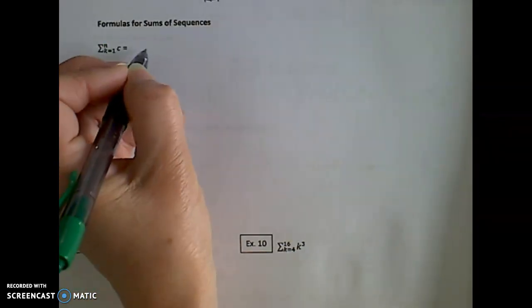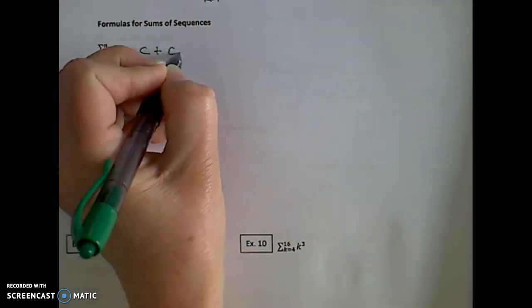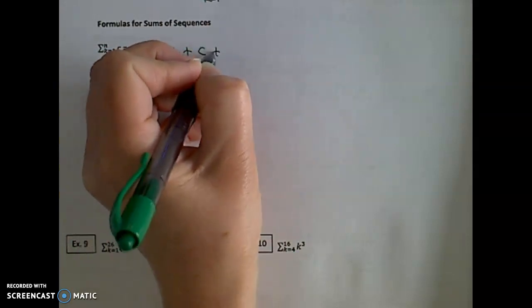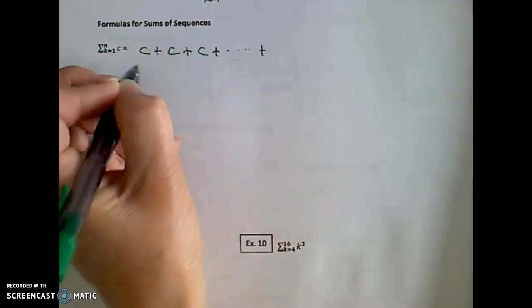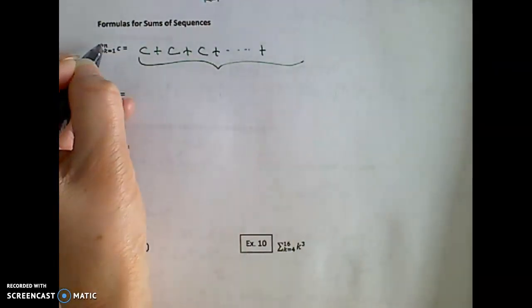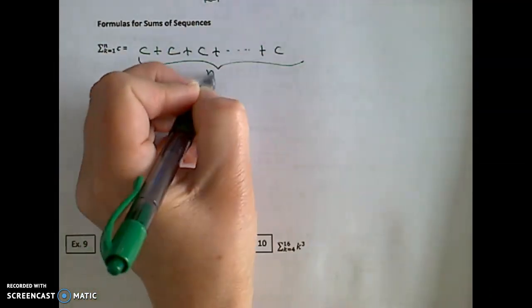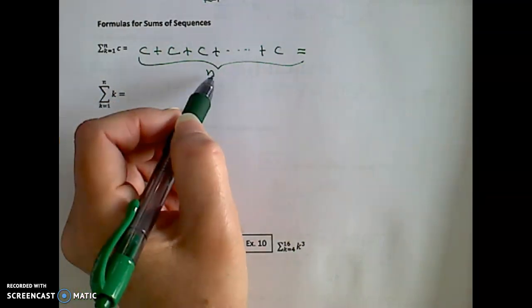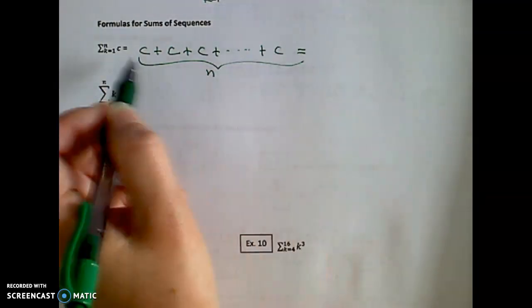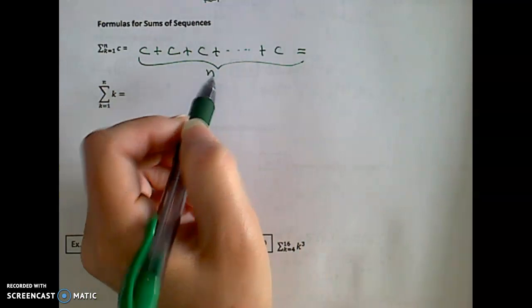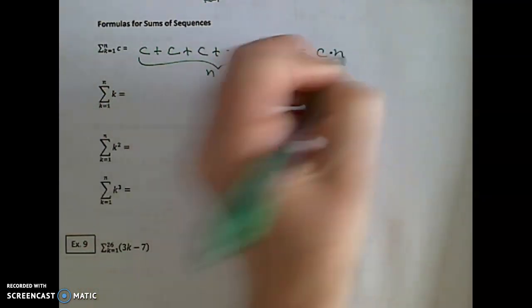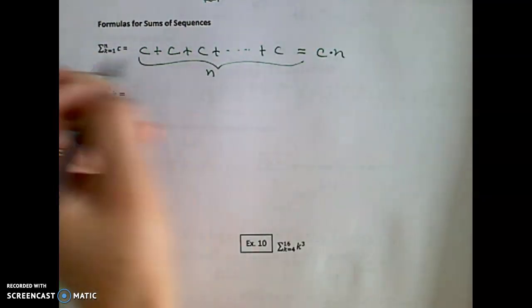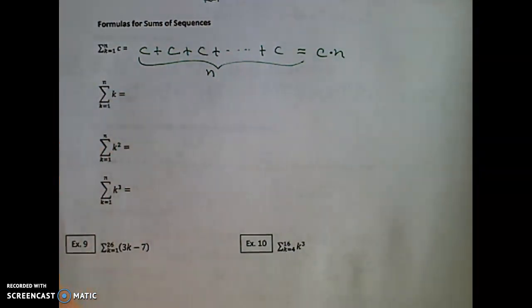That's the sum of c plus c plus c. And how many c's am I going to add up? From 1 to n is n c's. If I add a constant n times, what is that sum going to be? Keep adding a constant n times. That's just c times n. So if you ever find the sum of a constant, it's just c times that ending point.